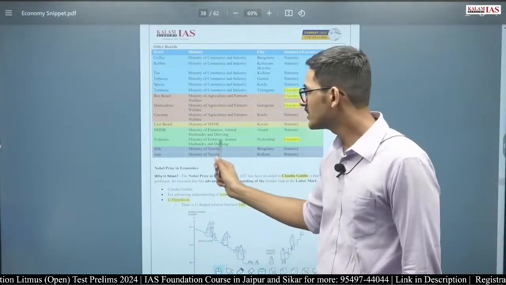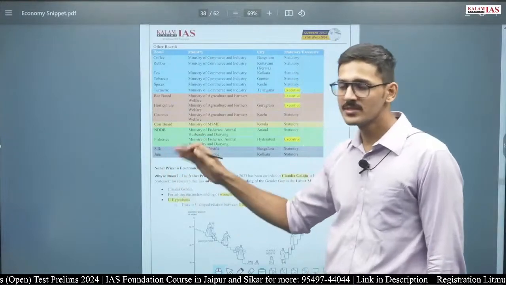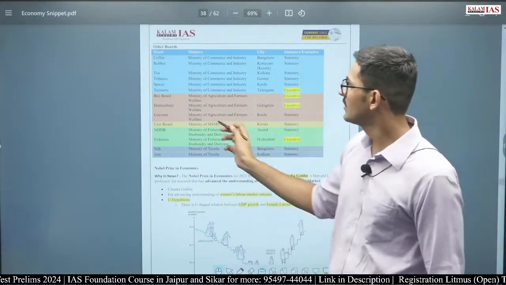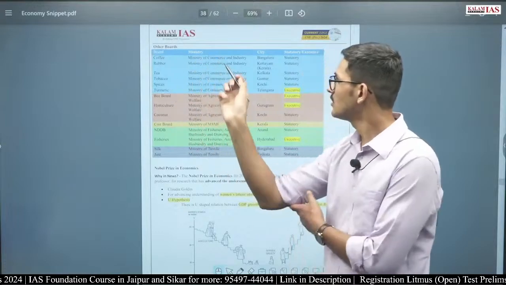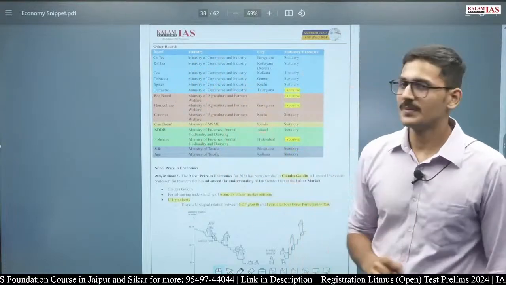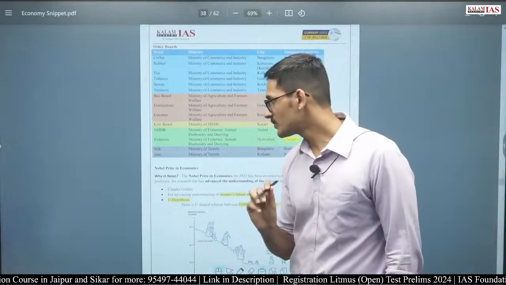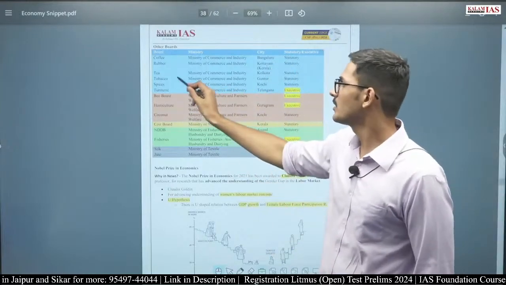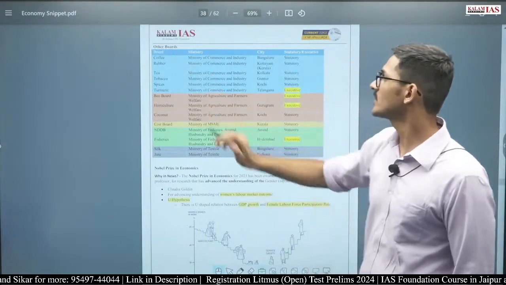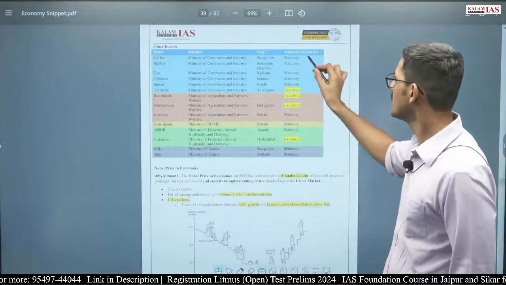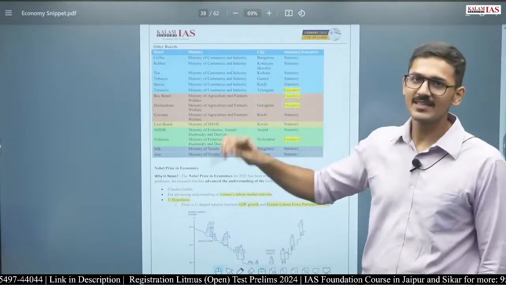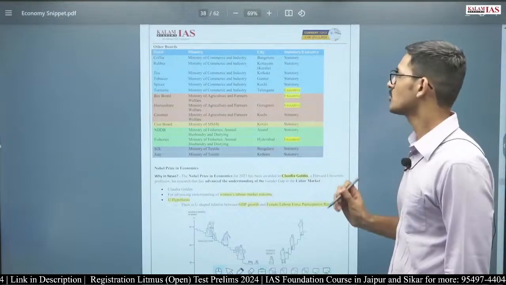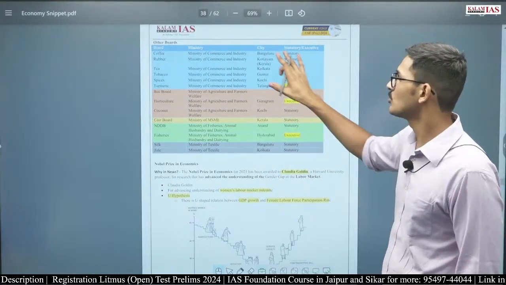And then the Ministry of Textile: Silk and Jute. Silk and Jute both are part of the Ministry of Textile. Whereas coffee, rubber, tea, tobacco, spices and turmeric all are part of the Ministry of Commerce and Industry. Except turmeric, all the boards under the Ministry of Commerce and Industry are statutory in nature, whereas recently the turmeric board is an executive board.